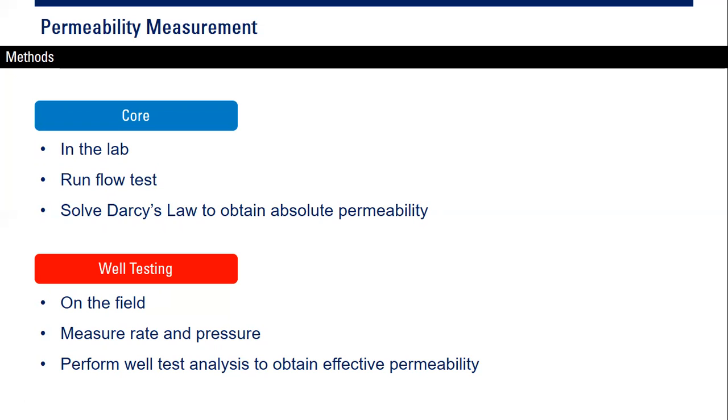Okay, this is permeability from the core. But from an engineering point of view, we can also get permeability from well testing. We do that in the field. We measure the flow rate and the pressure, and then we perform well test analysis, or pressure transient analysis, to obtain the effective permeability. So from core, we can get absolute permeability, but from well testing, we can get effective permeability.